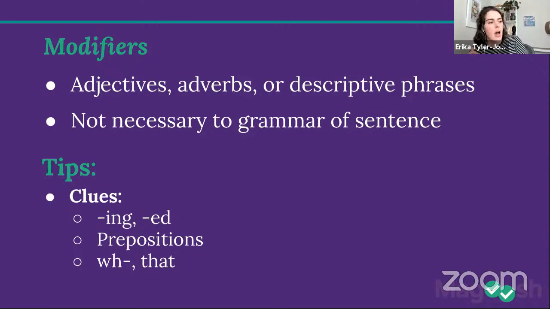So for instance, I ran through the haunted house that is at the amusement park. That is at the amusement park is one of those relative phrases. Or, I ran through the haunted house, which opened last year. Which opened last year is a descriptive phrase. We can cut it out of the sentence. So again, the sentence is, I ran.